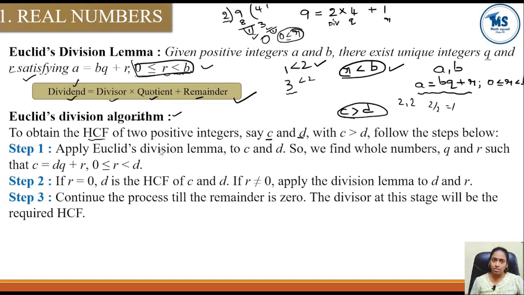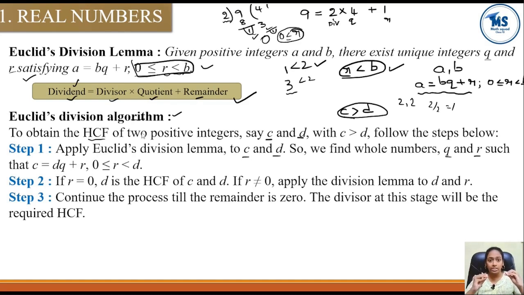So to find the HCF of any two numbers c and d, we need to follow these steps, actually, until you get the remainder 0. Let's see. Step 1, apply Euclid's division lemma to c and d. So we find the whole numbers q and r such that c is equal to dq plus r, and 0 is less than or equal to r, which is less than d. Now don't get confused why here you have a equal to bq plus r and here c equal to dq plus r. They just replaced a, b with c and d. It's the same thing, Euclid's division lemma.